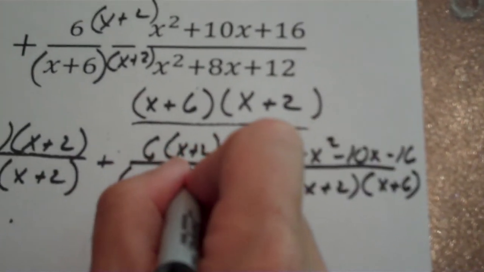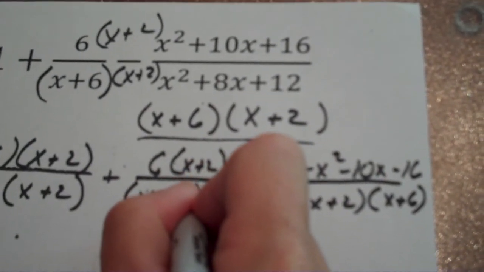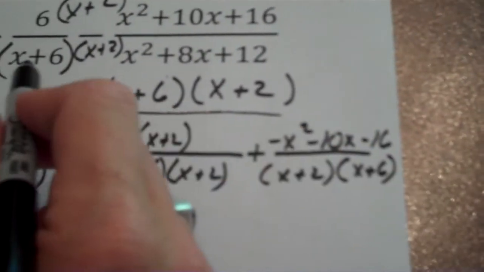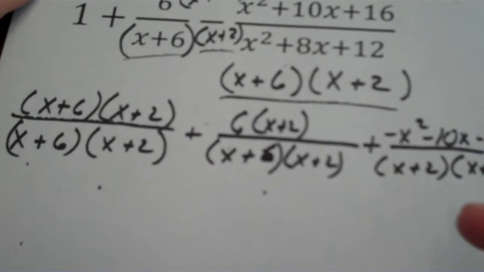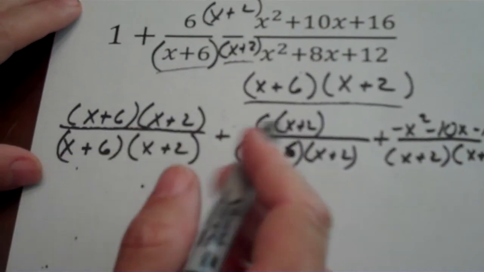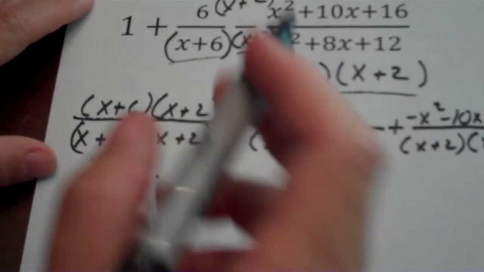And I just noticed that I wrote this first one wrong. Let me go back and fix that for you. It was x plus 6 times x plus 2, right? Miscopy, mistake on my part. I make so many stupid errors, folks. I was just trying to point out how easy it is to make errors, right?